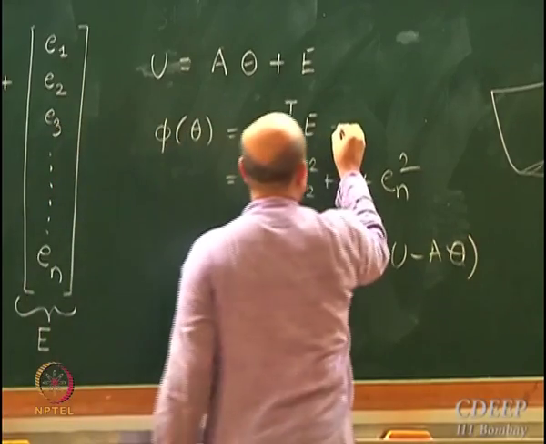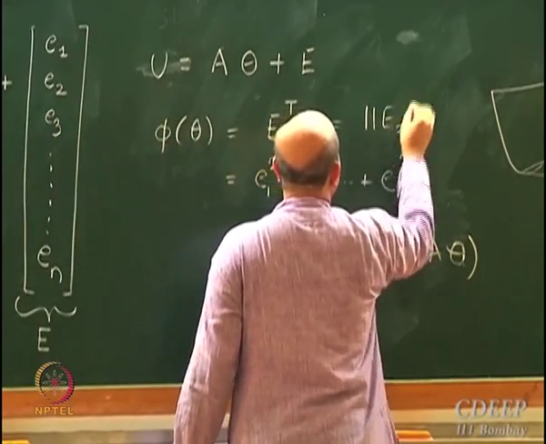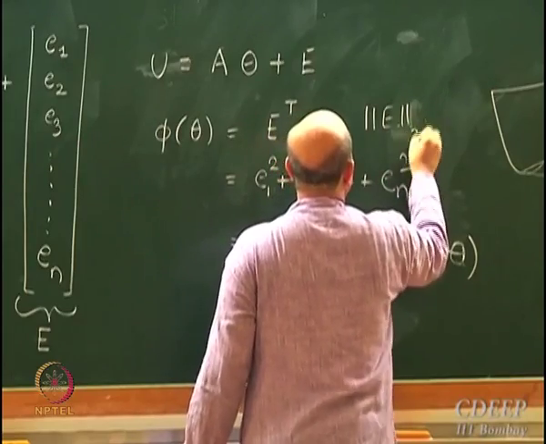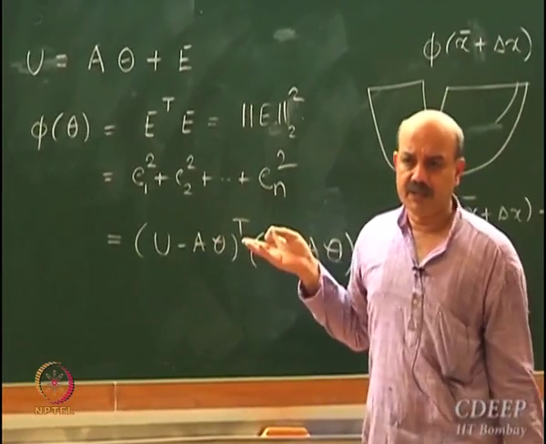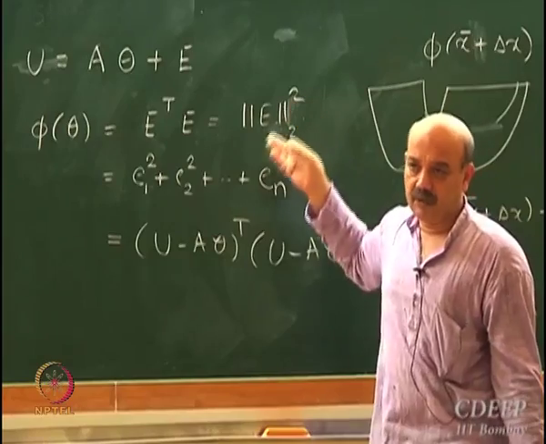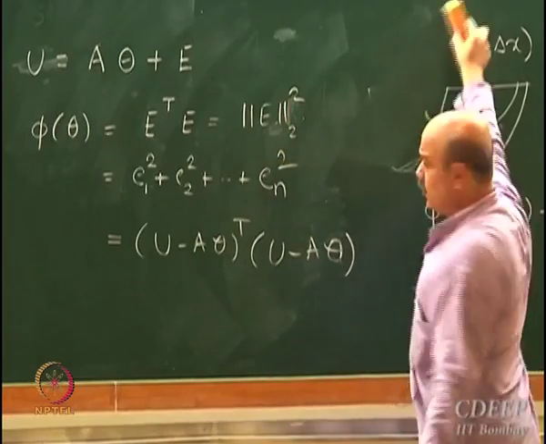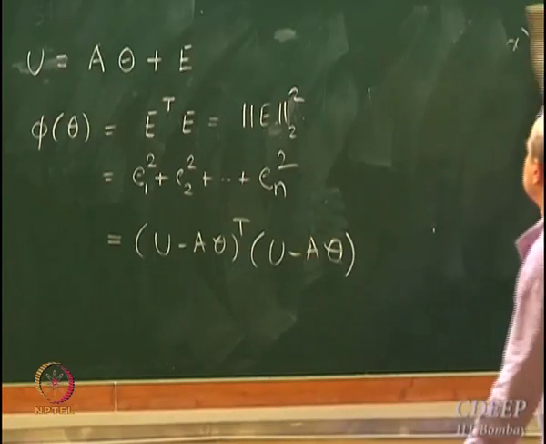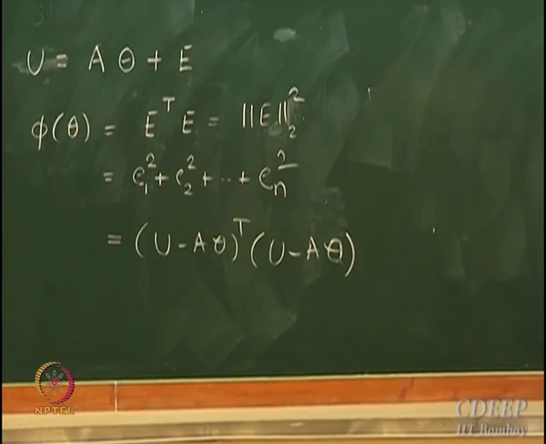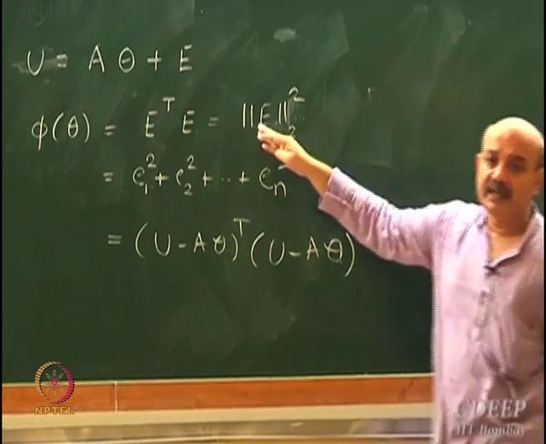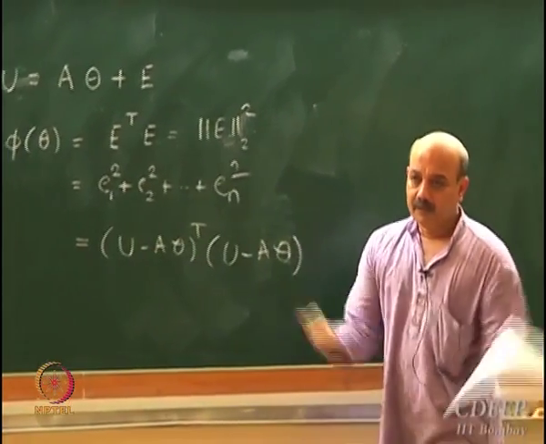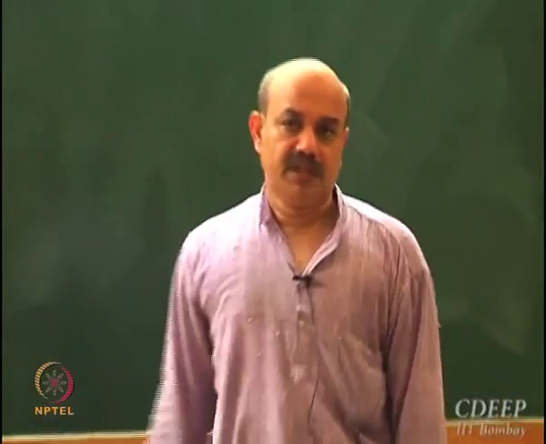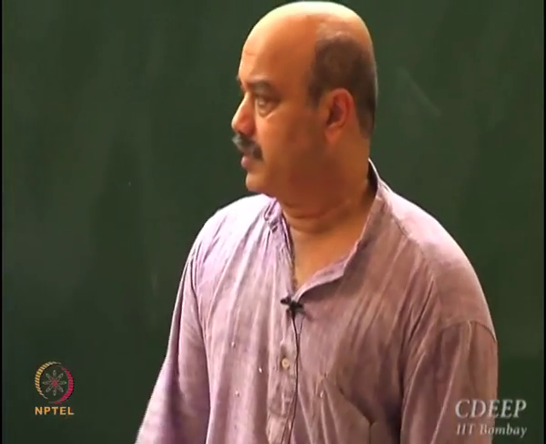Why? This is simply norm E2 square, the sum of the square of elements. Norm is a scalar function. In fact, it's a positive scalar function. It will always be positive. Well, an objective function need not always be positive, but in this case it turns out to be strictly positive. The smallest value E transpose E can take is 0, which means all the errors are 0. Whether that is possible for this particular problem or not is a different story, but the smallest value it can take is 0.